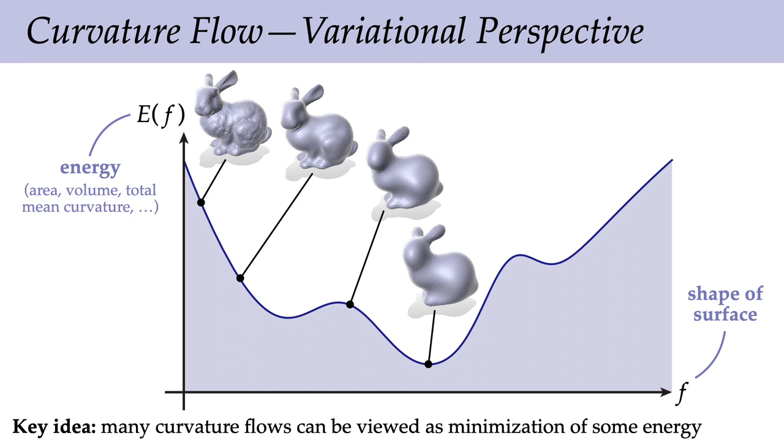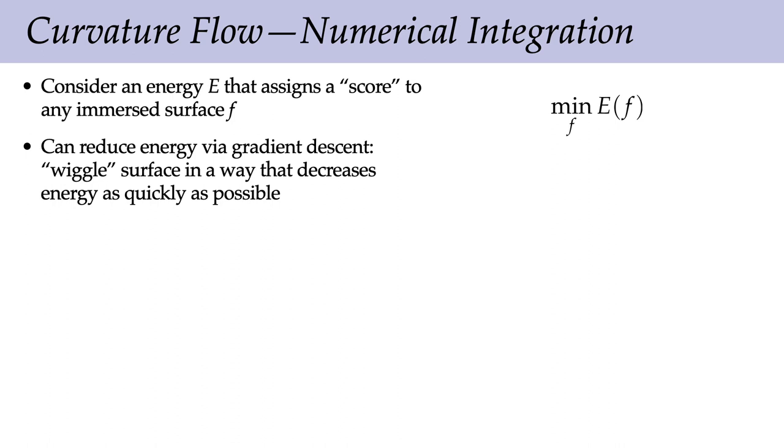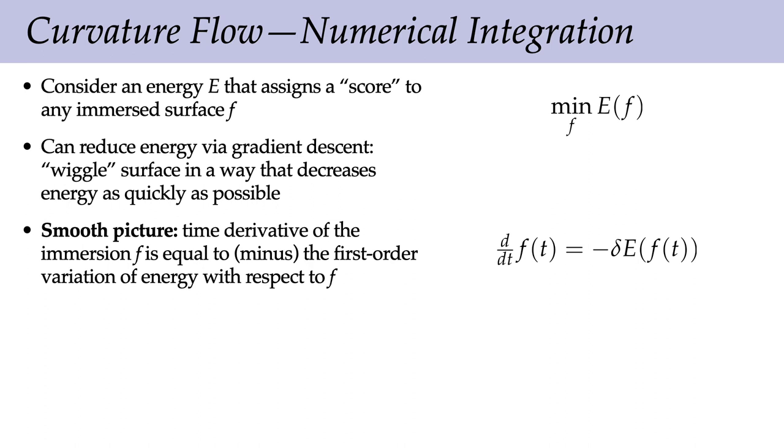How does this work? Well, let's consider an energy E, again, that assigns a score, a value to any immersed surface F. We can reduce the energy by doing gradient descent, right? We kind of want to wiggle the surface in a way that decreases the energy as quickly as possible. That's what we've been talking about all along. Once we know what that direction is, we actually push the surface in that direction and then we keep doing it. So in the smooth setting, we might say the time derivative of the immersion F is equal to minus the first order variation of energy with respect to F, minus the gradient of energy.